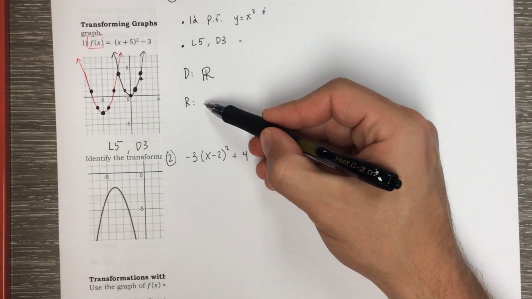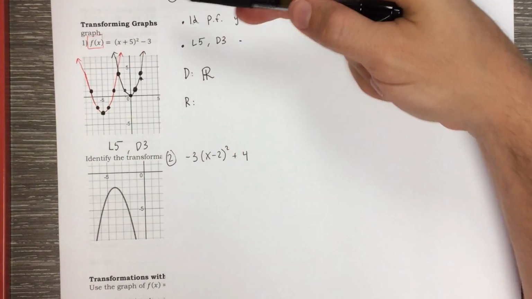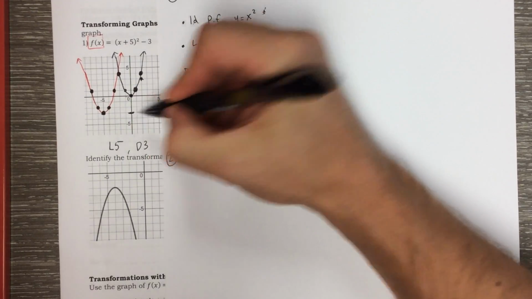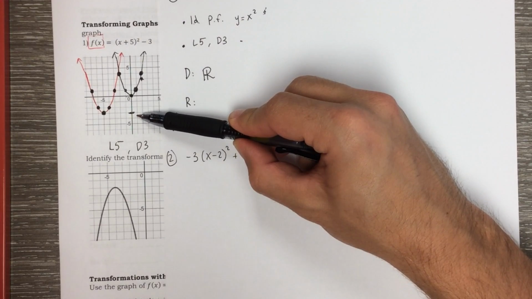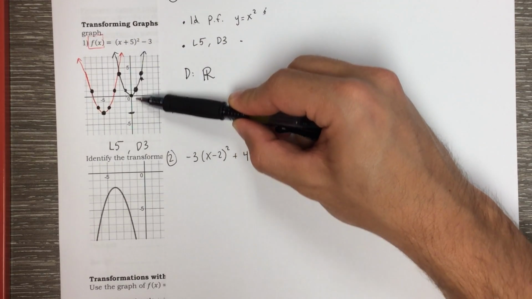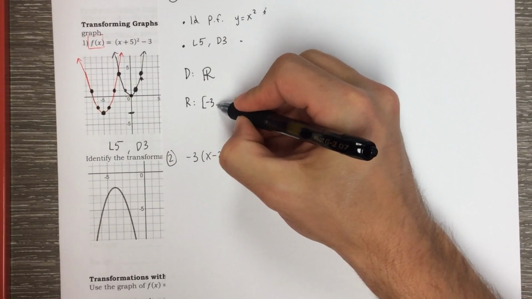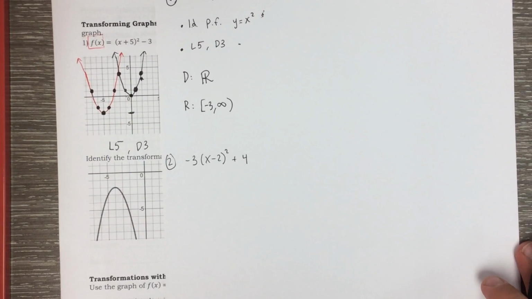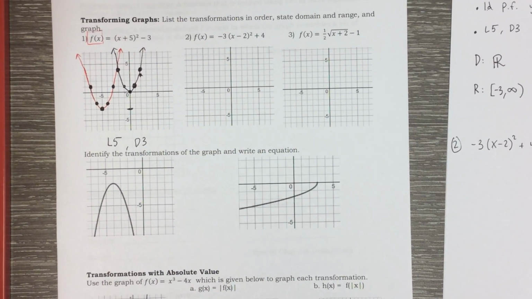The range of this function are y values from bottom to top. What's the lowest to the highest? Well, the lowest y value is actually here at negative 3. Negative 3 is the lowest that red function goes, and then it just goes up forever. So the range is from the lowest point of negative 3 up to infinity. Cool.